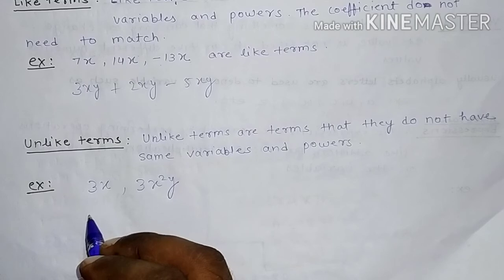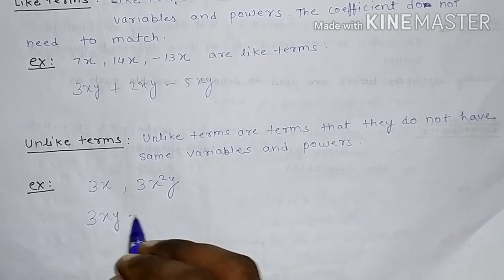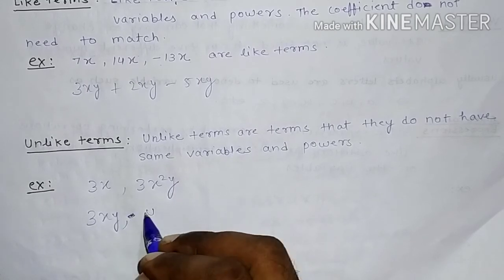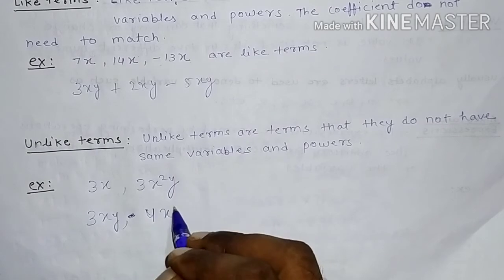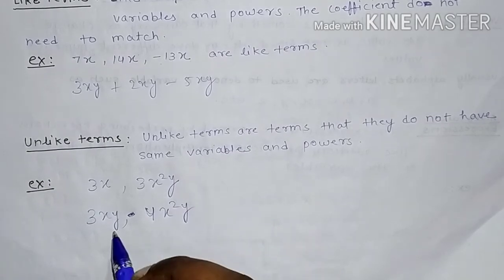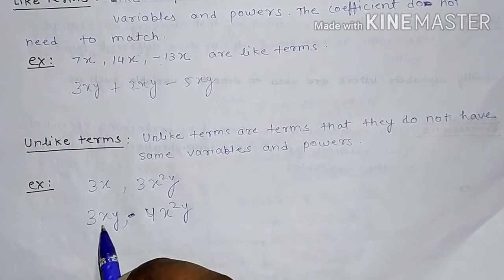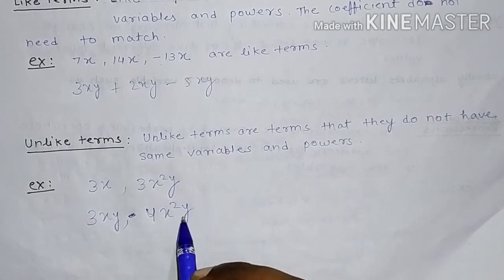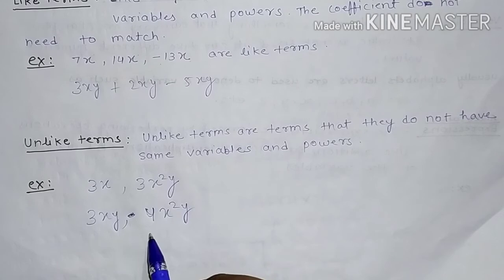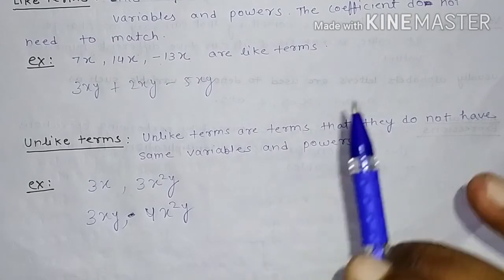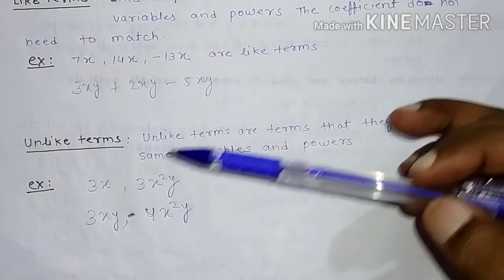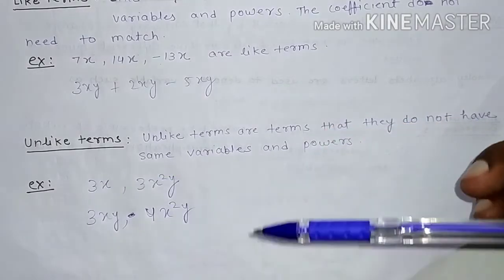Let's take another example: 3xy and 4x square y. In these algebraic expressions, xy is the variable and x square y is also a variable. So these variables are different. That's why they are unlike terms. So simply we can say, in like terms, the variables are the same; in unlike terms, the variables are different.